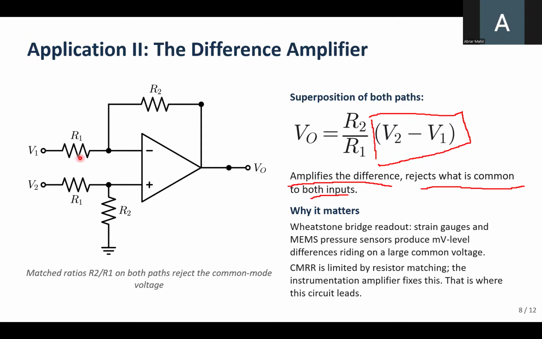A voltage appearing equally in both inputs is called a common mode signal. Ideally, they will cancel each other out. But if there is a very tiny difference in the input voltages, it will get amplified and we'll be able to see it at the output end. This is really useful for cases such as Wheatstone bridges, strain gauges, and pressure sensors.